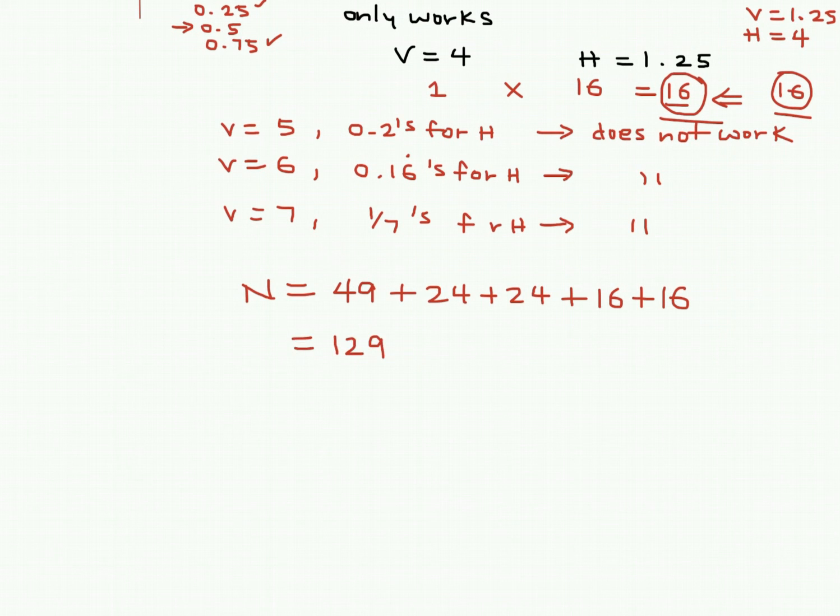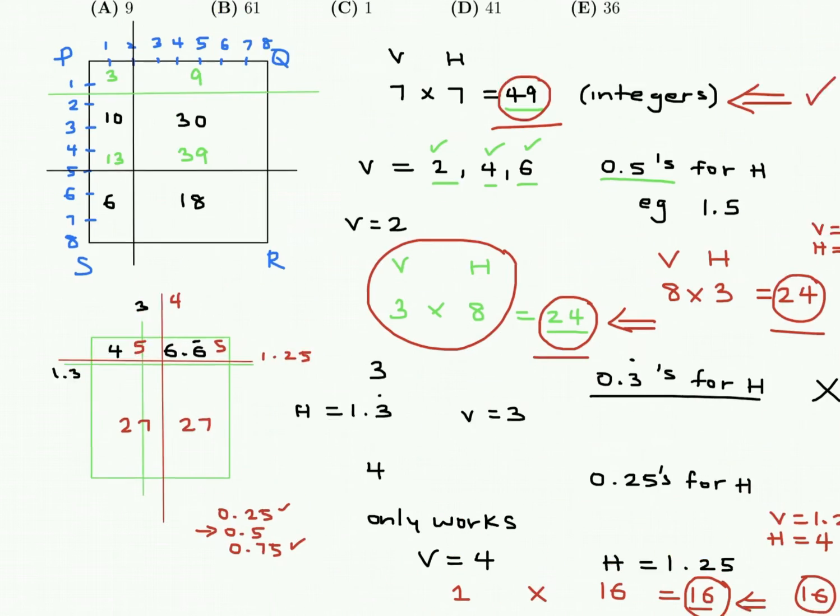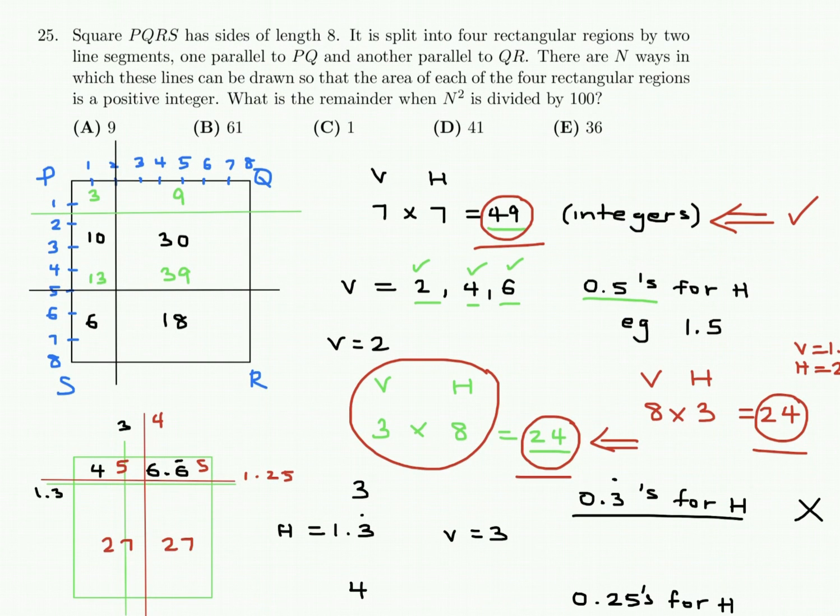And what they wanted me to figure out was n squared, which would be 16641. And then divide this by 100 and see what the remainder is. Well, the remainder obviously is going to be a 41. And that's the answer. So number 25, 41 would be D.